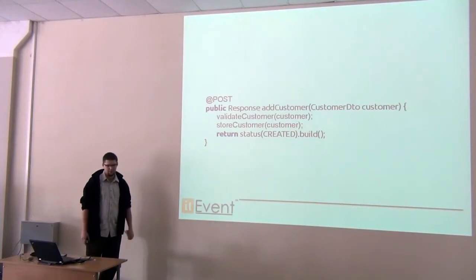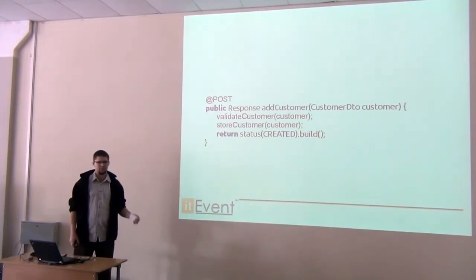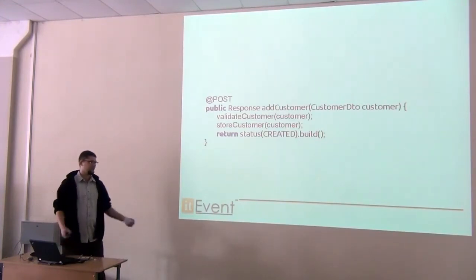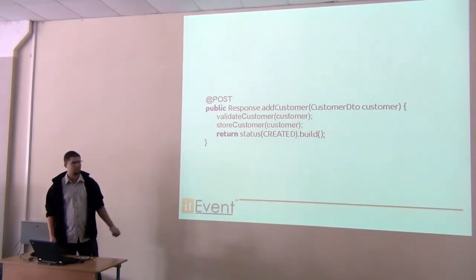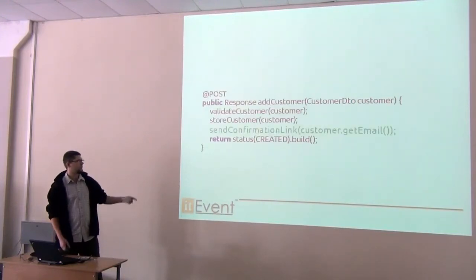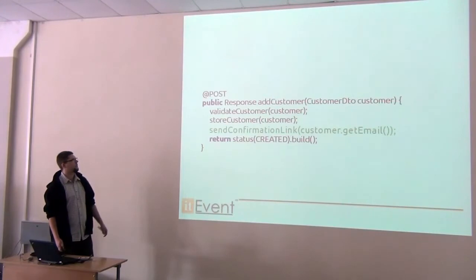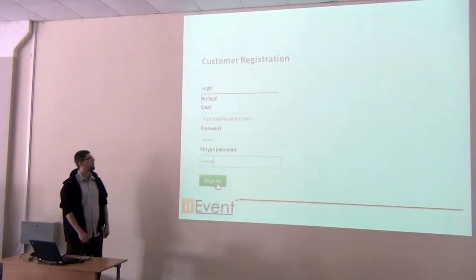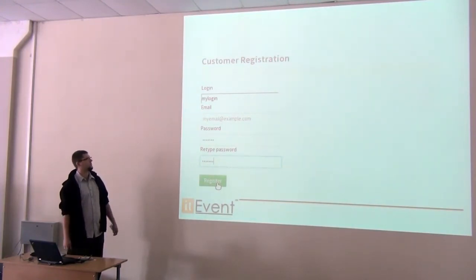Imagine you wrote such an app and at some point a user forgets his password. He requests a reset password link to his email, but he never gets it. It turns out that he entered the email incorrectly. So what would you do? You would probably add some confirmation of email to the registration step. So upon registration, you probably add sending confirmation links to the add customer method in your controller. So let's assume you've added it. And let's see what happens when a user enters his data and tries to register now.